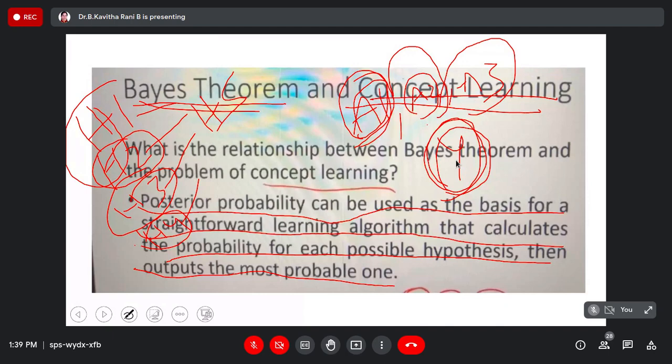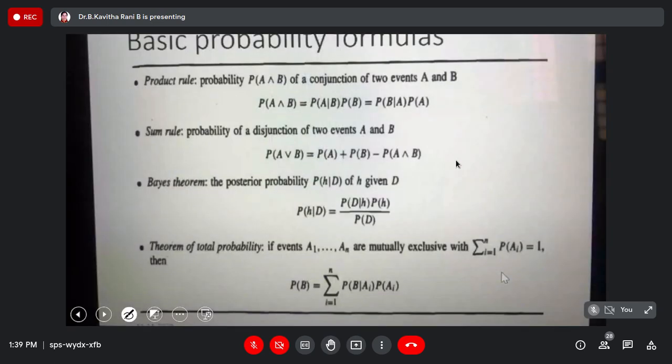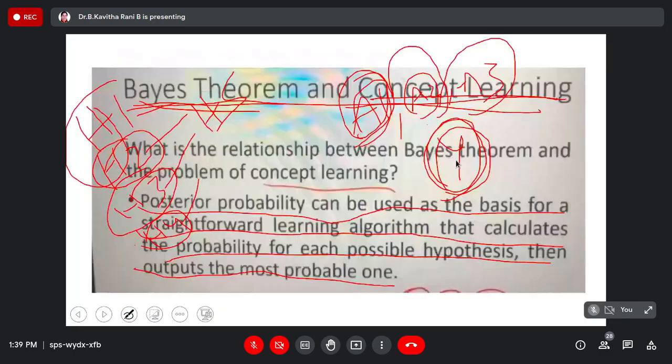We are using the probability concept here. So this is the probability theorem and concept learning. Here, Bayes theorem helps us to calculate the posterior probability of the hypothesis for training examples.